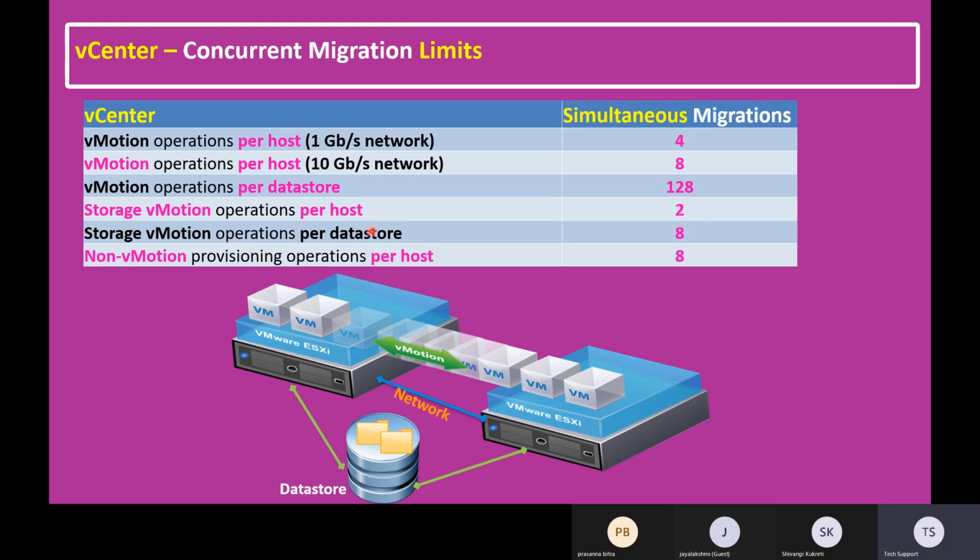And the storage vMotion operations per data store. So the earlier point is per host, but this point is per data store, and the max is 8. And non-vMotion provisioning operations per host is 8.